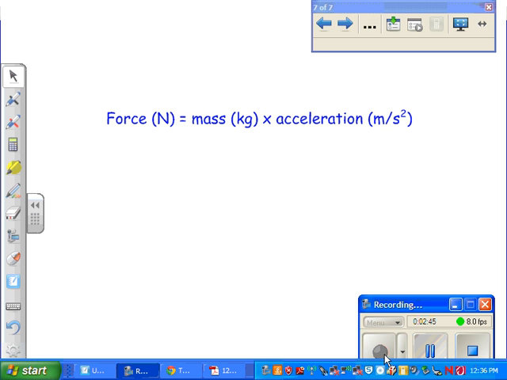Last but not least, we're going to focus on force. This is the equation you will need to know. Force in newtons equals mass in kilograms multiplied by the acceleration.